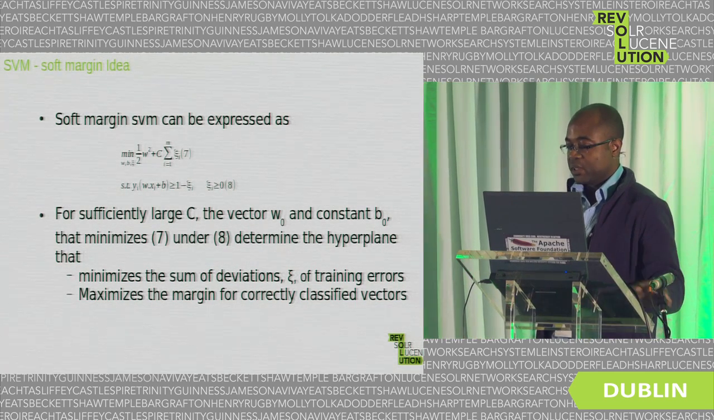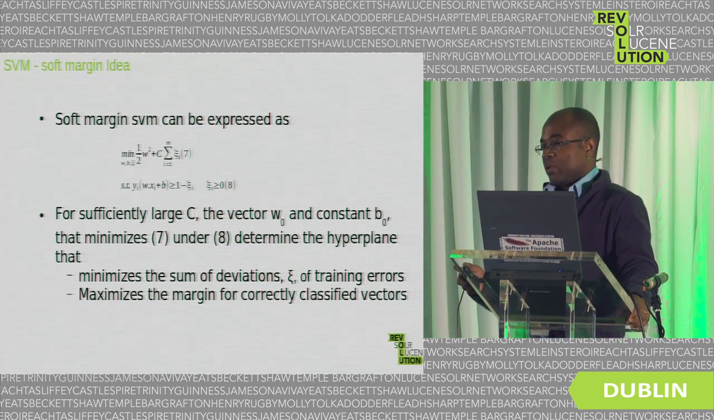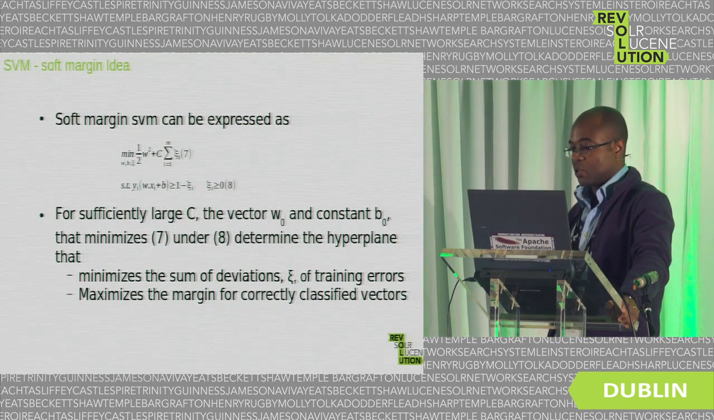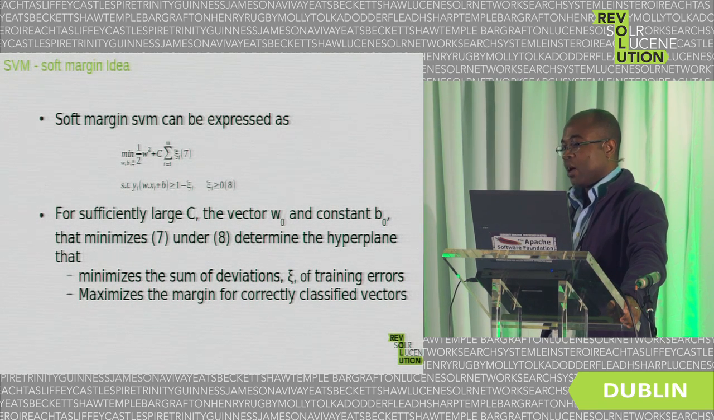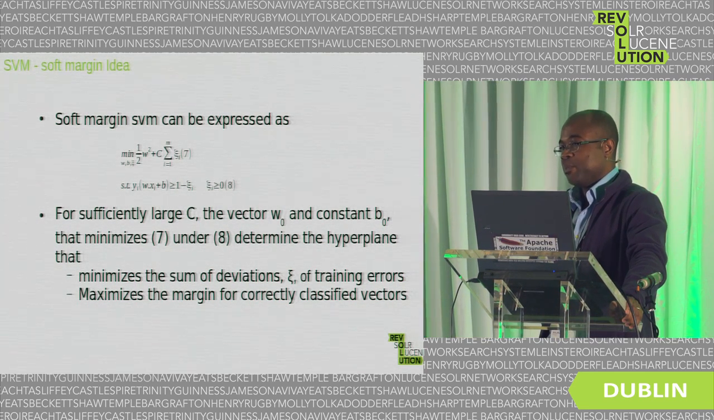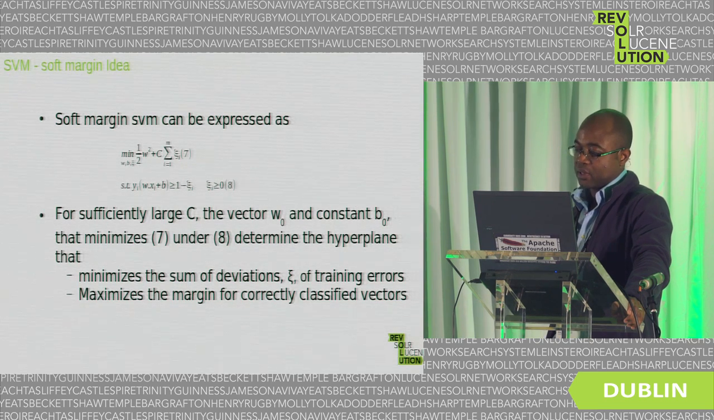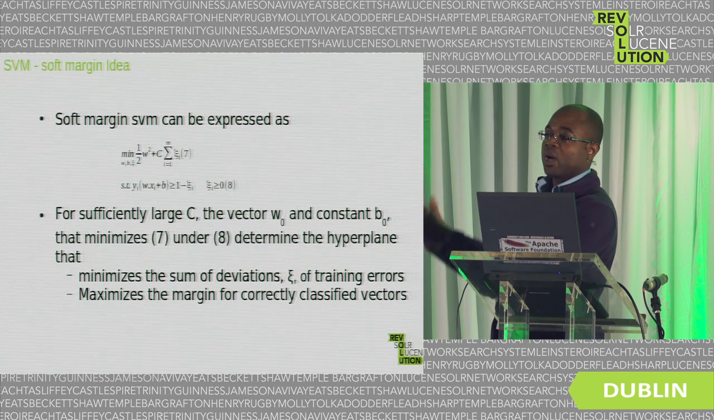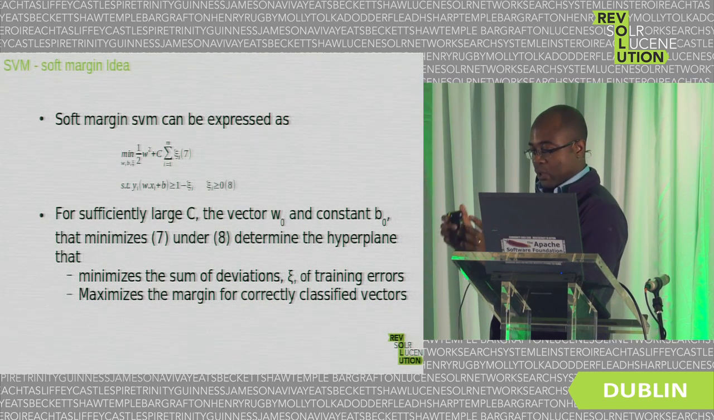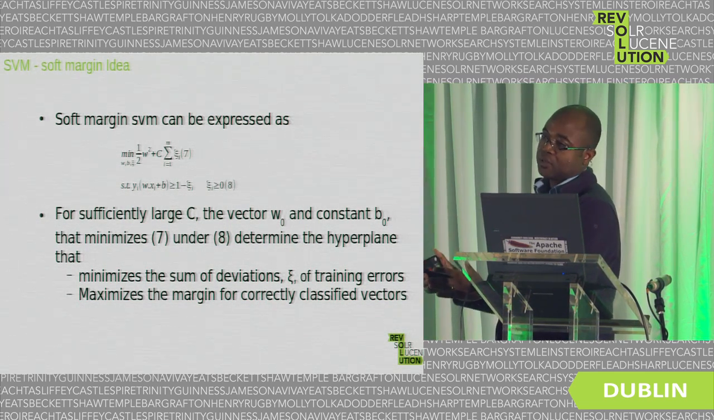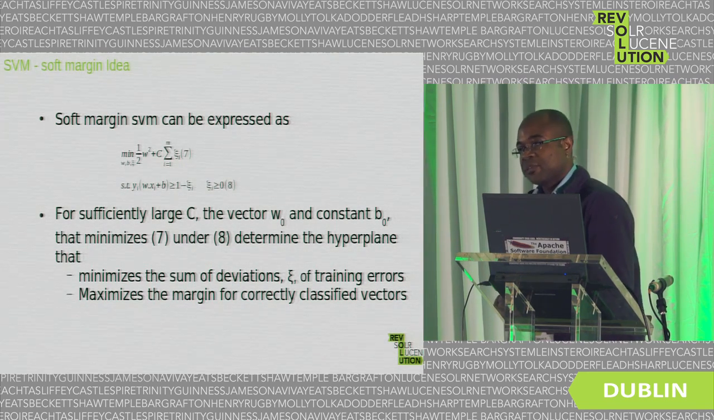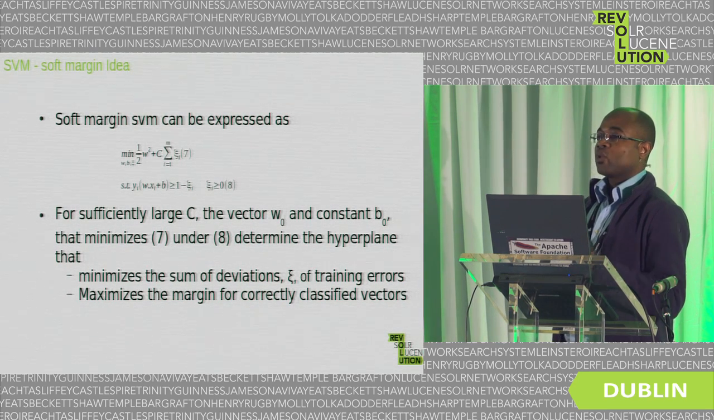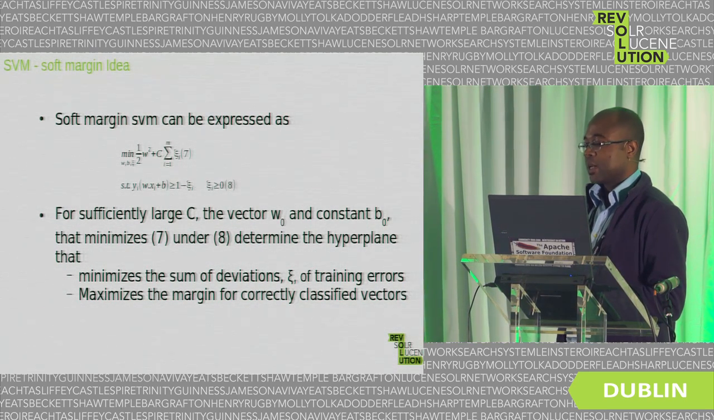And to simplify things, for sufficiently large C, the vector W0 and constant B0 that minimize 7 under constraint 8 determine the hyperplane that has the following properties. It minimizes the sum of deviations, because you are minimizing this expression and you have the sum of deviation there. So the objective is to minimize the sum of deviation. We don't want too much error. Also, we want to maximize the margin for correctly classified vectors.